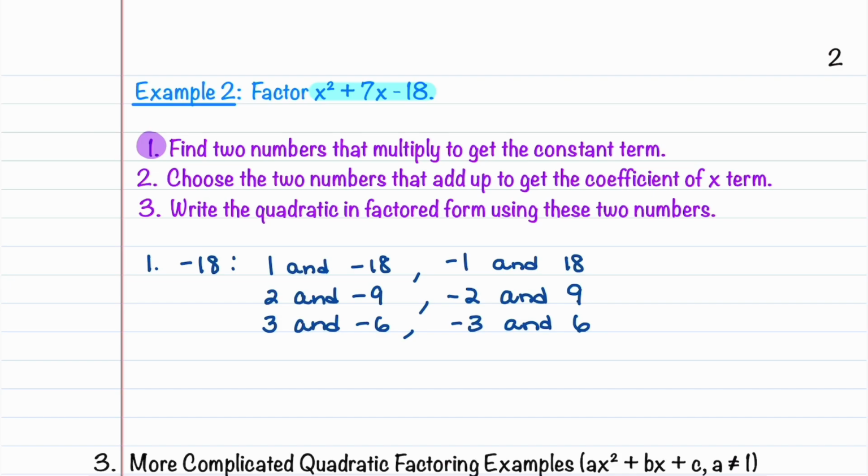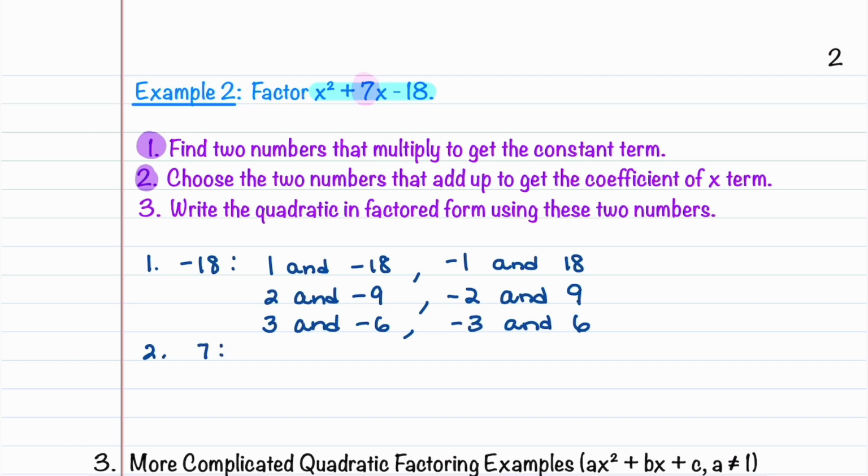And let's go to our second step. For the second step, we're going to look at all these numbers, and we're going to pick two numbers that add up to the coefficient of the x term. Let's go up here to our quadratic, and I'm going to highlight the x term. It's equal to 7. So let's write 7 down here.